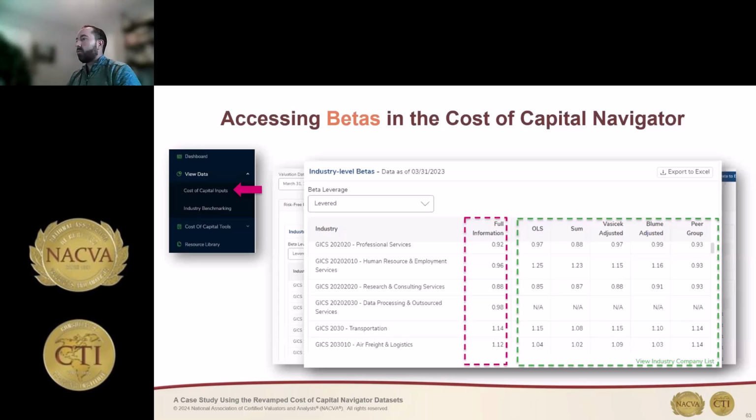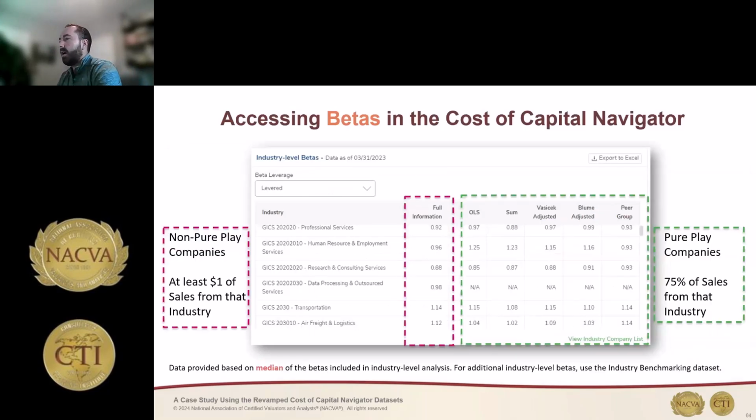And so on the right side is what we're calling our pure play company betas. These are sourced from our US industry analysis. These are the median beta calcs from that industry analysis. And so when we say pure play, when we run that analysis, all the companies that make up an industry have at least 75% of their sales in that industry.